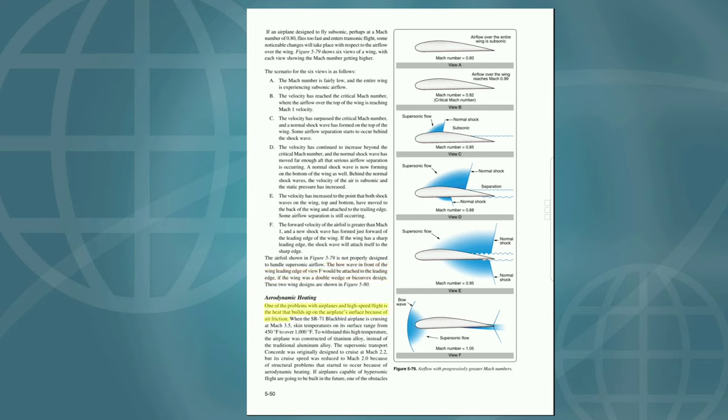Aerodynamic heating. One of the problems with airplanes and high-speed flight is the heat that builds up on the airplane's surface because of air friction. When the SR-71 Blackbird airplane is cruising at Mach 3.5, skin temperatures on its surface range from 450 degrees Fahrenheit to over 1000 degrees Fahrenheit. To withstand this high temperature, the airplane was constructed of titanium alloy, instead of the traditional aluminum alloy.